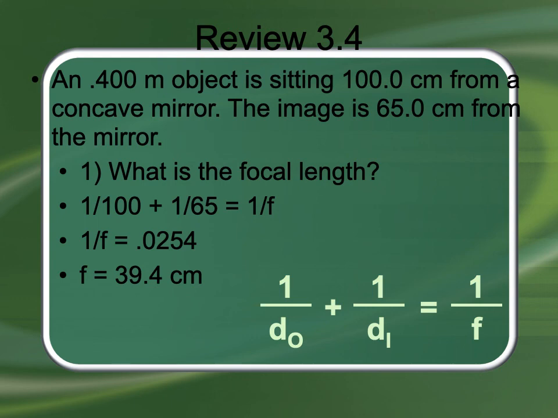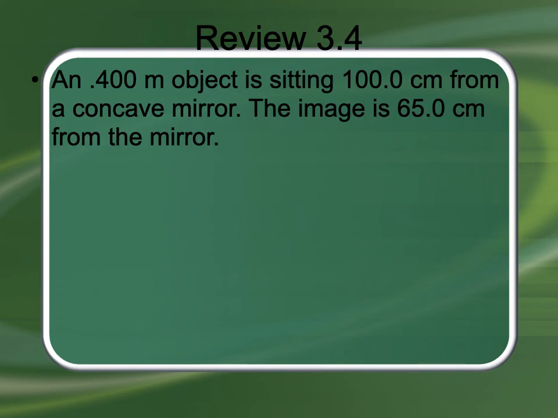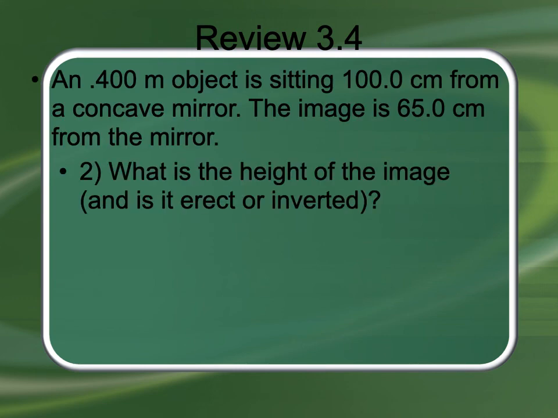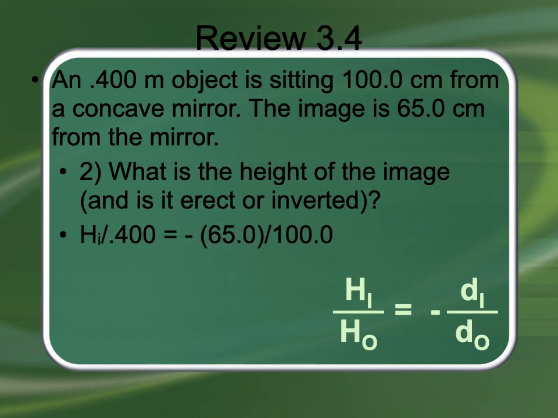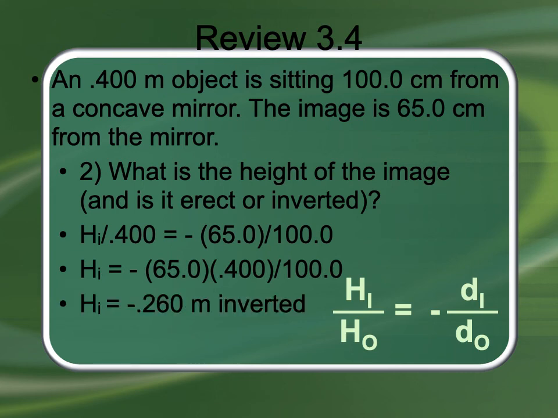Okay? Again, it's mostly plug and chug. It's just not necessarily simple plug and chug, and you have to follow what's happening. The drawing helps with that. Now, with that same 0.4 object, what is the height of the image? And of course, we have that equation for height. Height of the image over height of the object equals the negative of the distance of the image over the distance of the object, which we have right there. Punching in all of the numbers, doing some algebra, you get negative 0.260 meters inverted.